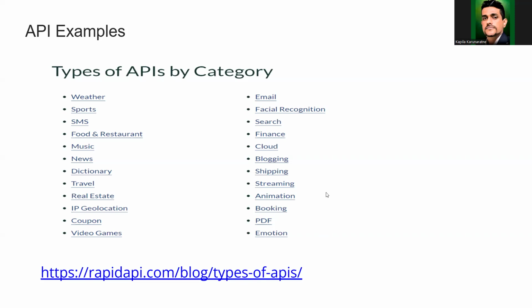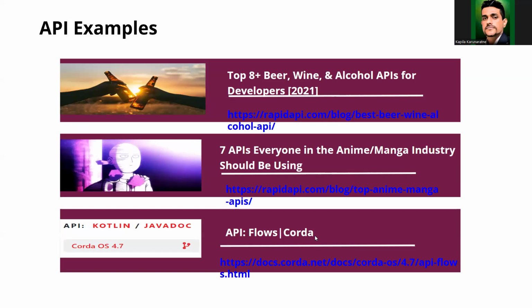Most of these APIs are public, otherwise they will come as partner APIs. None of the private APIs will be published publicly. There are a few examples, but I'm not going to use these examples.